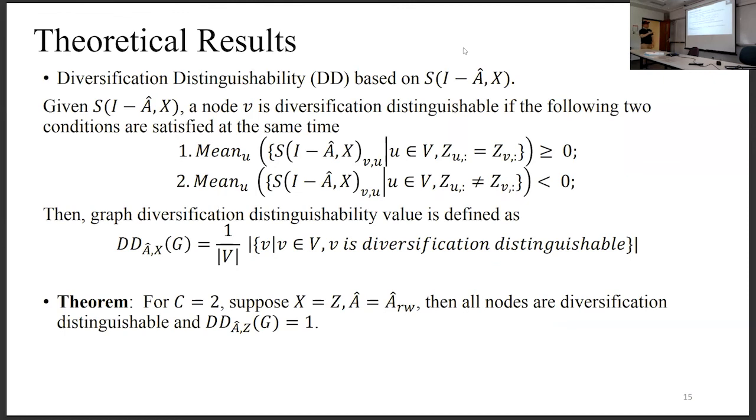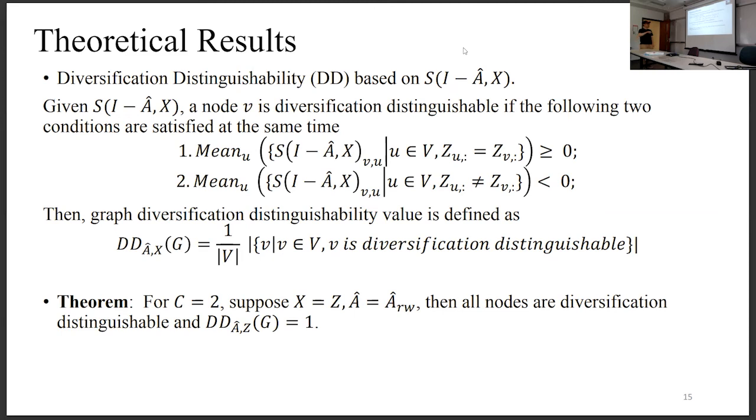So based on that observation, we define the diversification distinguishability based on this similarity matrix. That is, when we have this similarity matrix, a node V is diversification distinguishable if the two following conditions are satisfied. The mean of the assigned similarity values to the nodes in the same class is positive, and to the nodes in a different class, the mean is negative. So we call V diversification distinguishable. And we also define the graph diversification distinguishability value, that is the proportion of the nodes that are diversification distinguishable.